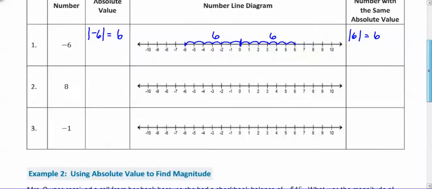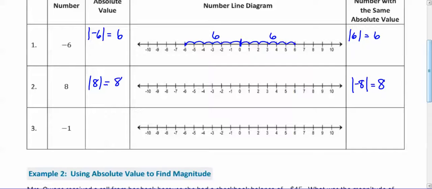All right, let's go ahead and do the next one. The absolute value of 8 equals what, Calvin? Equals 8. Very good. And what other number is going to have an absolute value of 8? Campbell? Nice and loud. -8. Very good. The absolute value of -8 equals 8 as well.